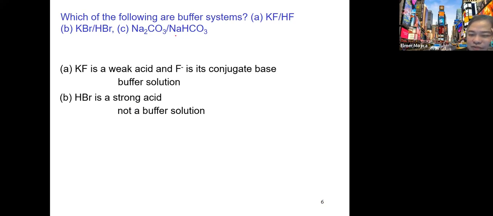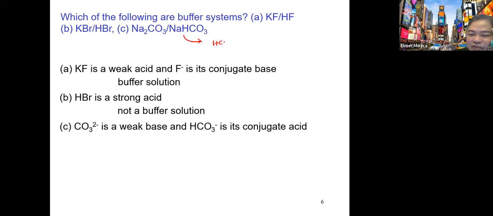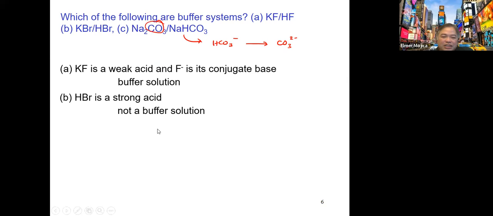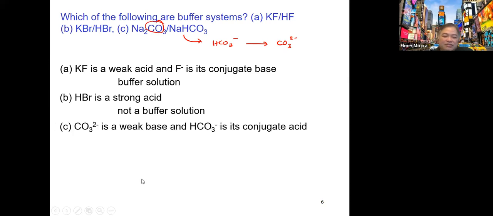How about this one? What is the acid here? Maybe this dissociates to give you HCO3 minus, and its conjugate base is CO3 2 minus, which is that one. So this is a weak acid, so this is a buffer. That's expected, class. You're going to have a question: which of the following is a buffer? Or is this a buffer or not? So A and C are buffers, B is not.